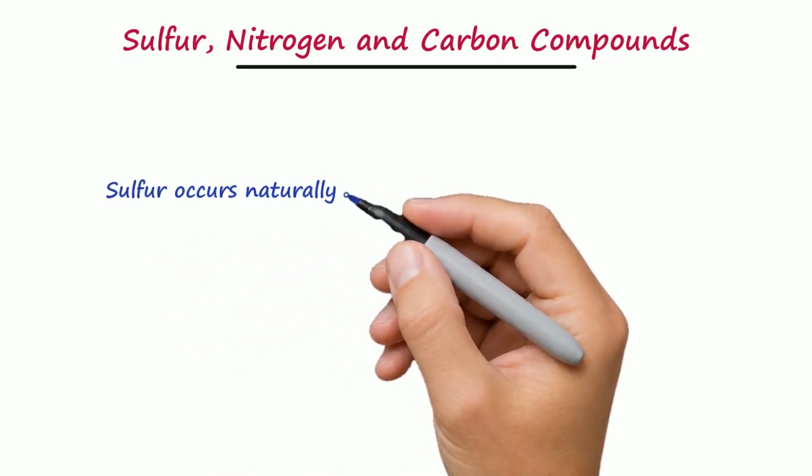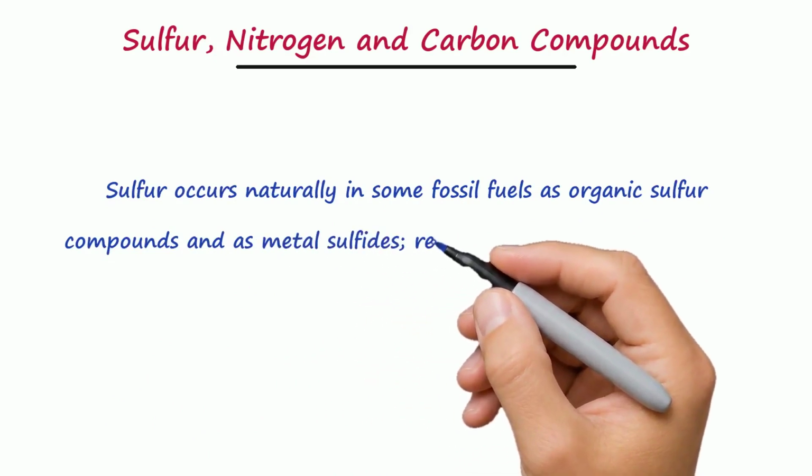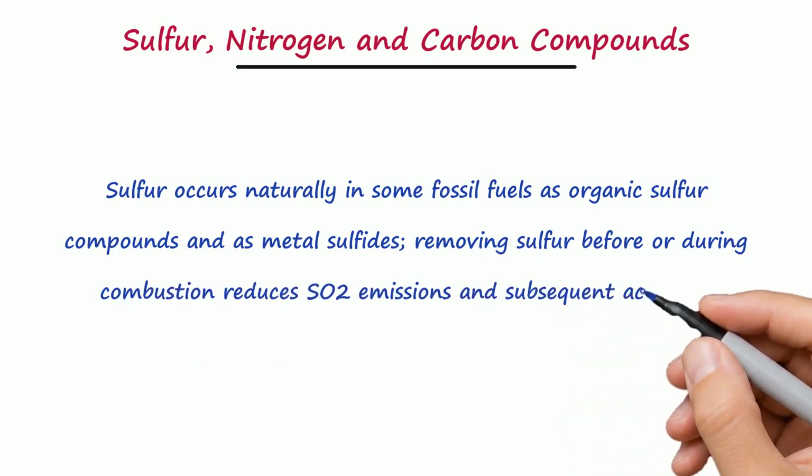Sulfur occurs naturally in some fossil fuels as organic sulfur compounds and as metal sulfides. Removing sulfur before or during combustion reduces SO2 emissions and subsequent acid rain damage.